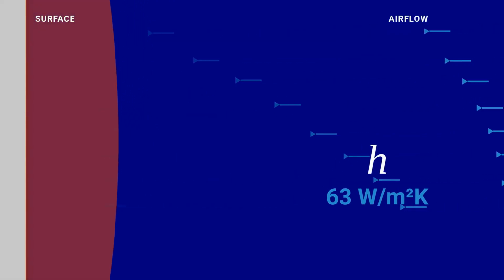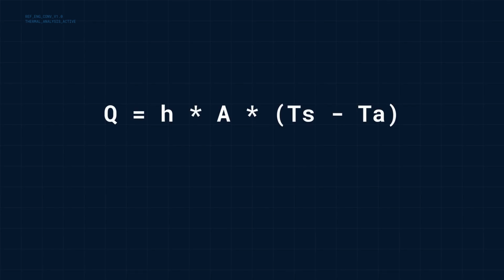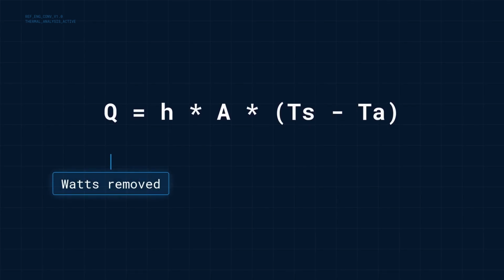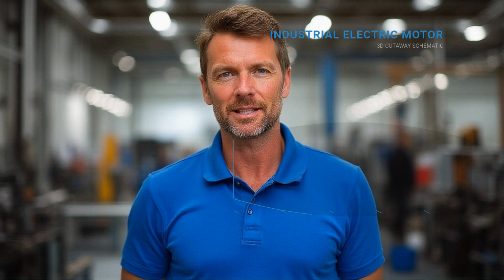Still air might give you an H of 10. Add a moderate fan and that jumps to 100. A high-velocity industrial blower pushes it to 200. The formula simply multiplies those three values together, surface area times temperature difference times H, and gives you watts of heat removed. Now here's where it gets practical.